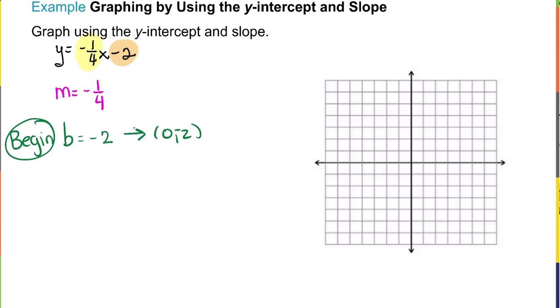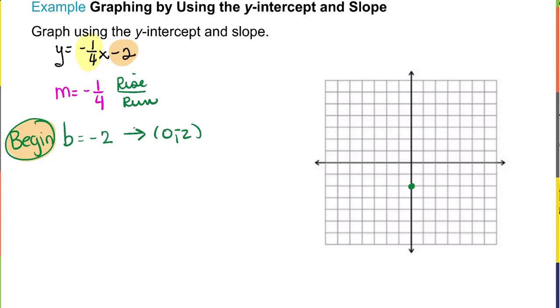I begin with b. This is the y-axis right there. And so I'm going to plot the first point, (0, -2), on that axis. Okay. So then I need to do my slope. Second, you do slope, and slope is rise over run.